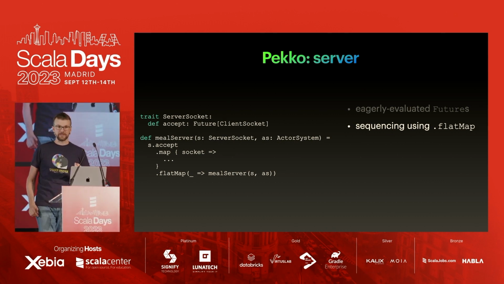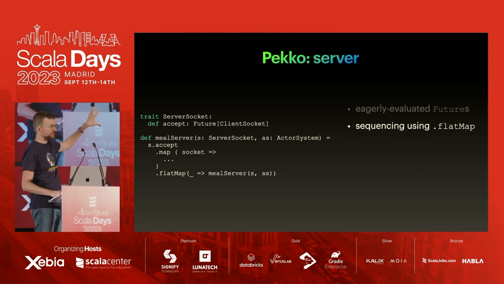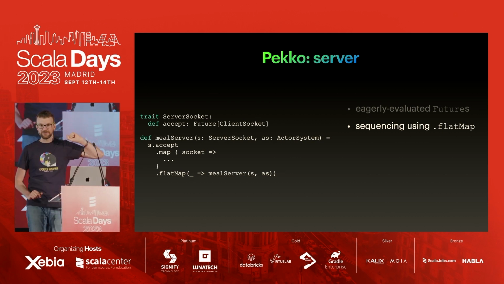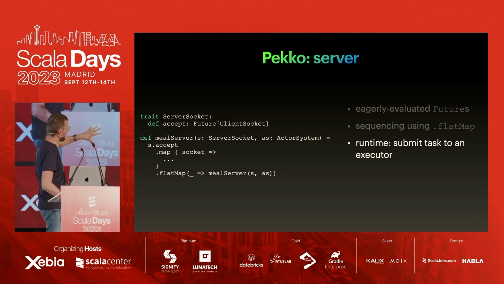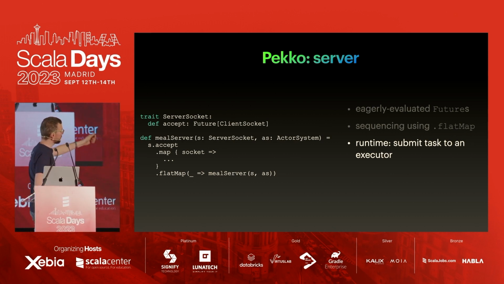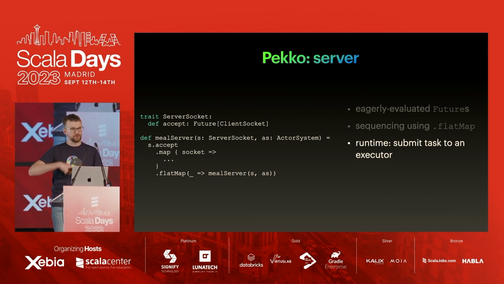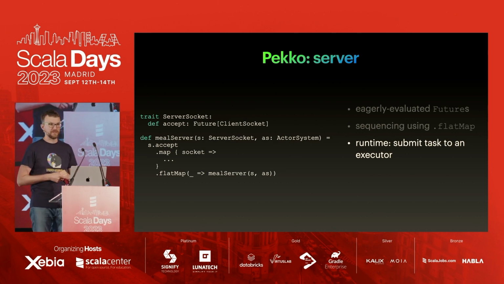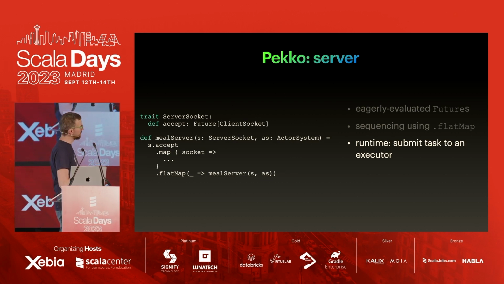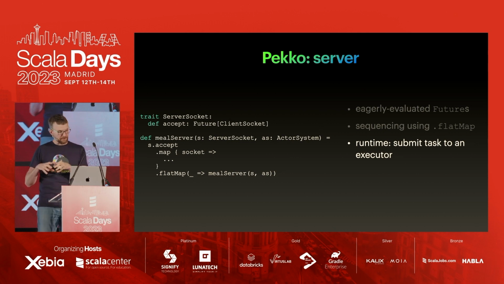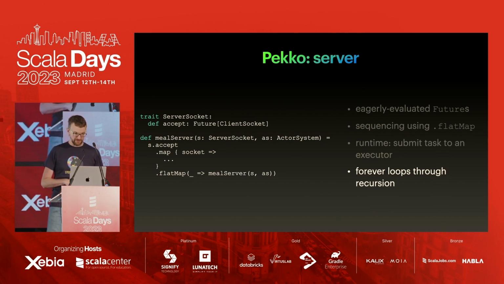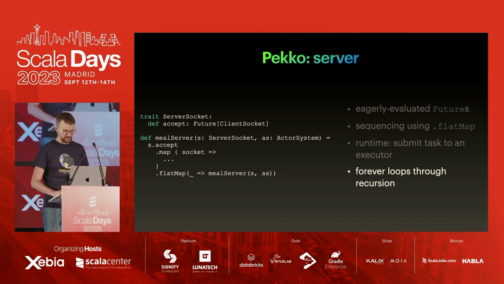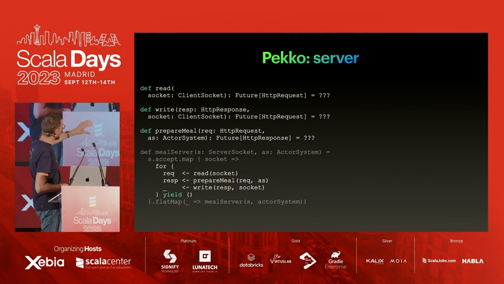There's also a custom runtime. By the way, so far this is pure Scala. We haven't yet touched Pekko, right? So these are only futures. There's kind of a custom runtime because anytime you create a future, you really submit a task to an executor, and the executor picks up these tasks and executes them one by one. So there is a custom runtime, but it's significantly simpler than in the case of ZIO. And we've got this forever loop through recursion. That's more or less the same, right? Not that different.